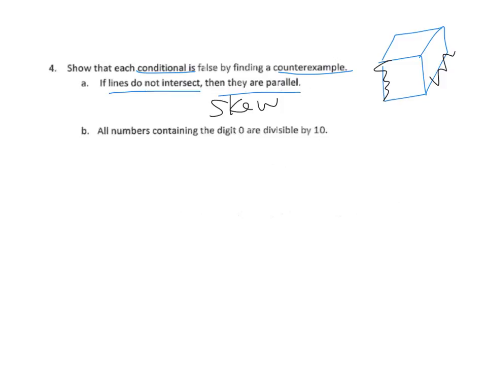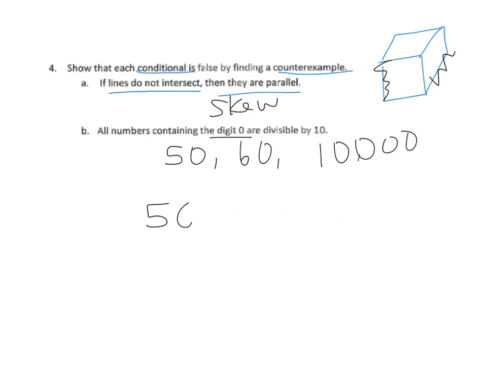And then letter B, all numbers containing the digit 0 are divisible by 10. So examples of this are 50, 60, 10,000. But I need to find a counterexample. All I need is to have a digit of 0 in the number, but not be divisible by 10. So here's a counterexample. 506. It has a digit of 0, but it's definitely not divisible by 10. So this is my counterexample.